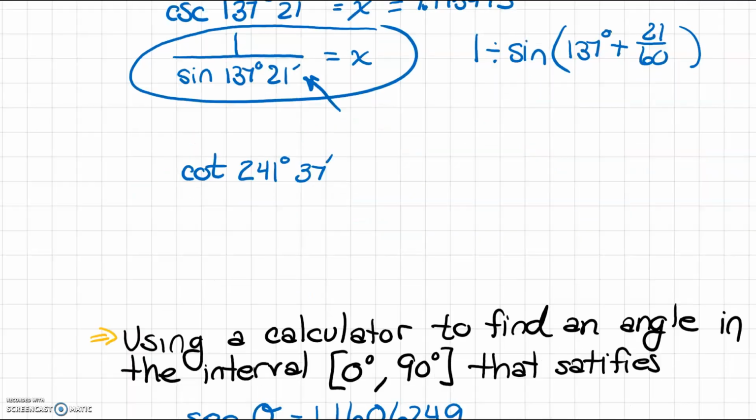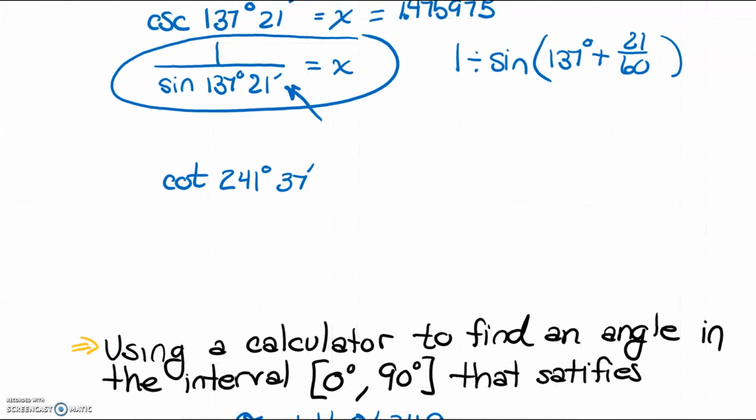All right, so how would we do this if, let's make this a negative angle here. If I said, let's find the cotangent of negative 221 degrees and 37 minutes. Well, we don't have cotangent on our calculator, or at least most of us don't. So I would go ahead and set it equal to x and then find an equivalent function. So I know cotangent is the reciprocal of tangent.